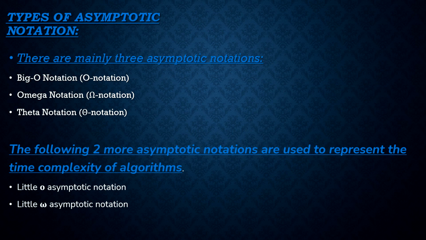There are mainly three types of notation here: big O notation, omega notation, and theta notation. Two more asymptotic notations are also used to represent the time complexity of an algorithm. They are not so widely used, but they are here: little o and little omega asymptotic notation.